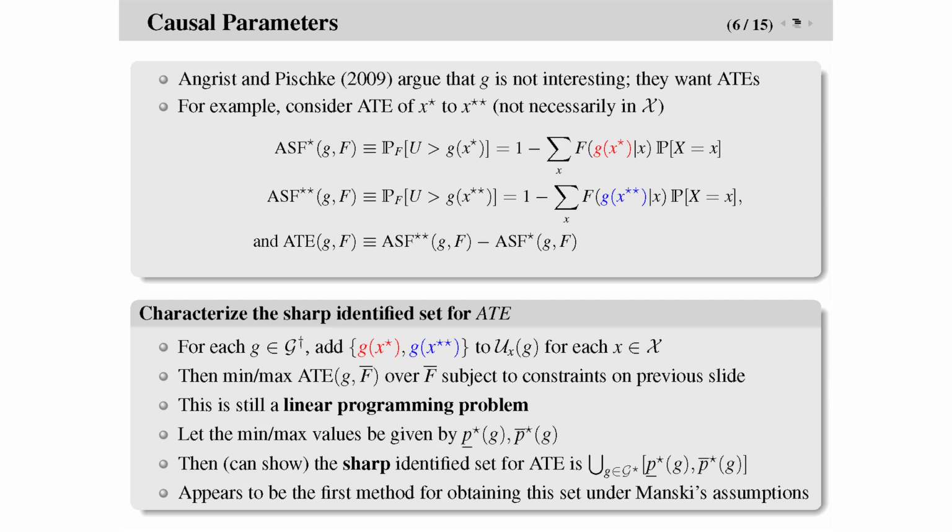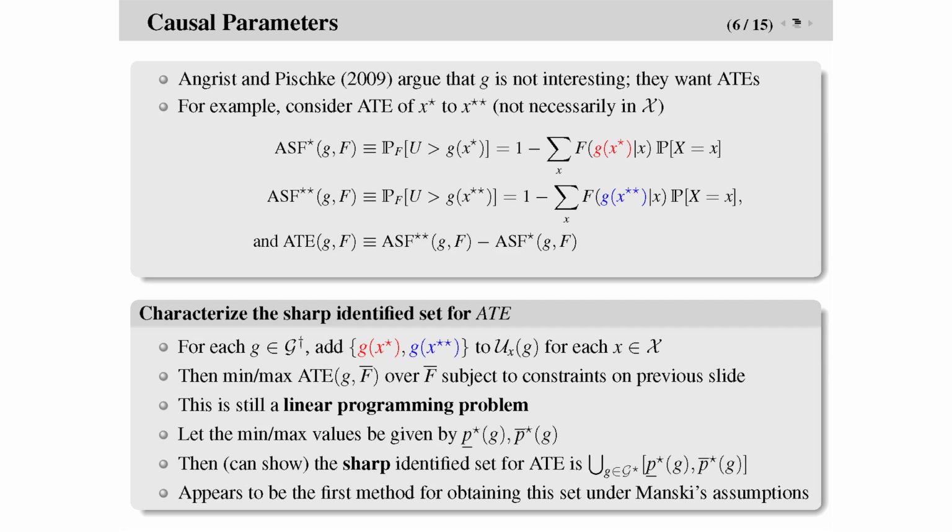And then you just optimize. You min and max the average treatment effect over f bar for a fixed g, with f bar subject to the constraints we had on the previous slide for it being a proper subdistribution that satisfies the observational equivalence condition and then maybe like a median zero condition.